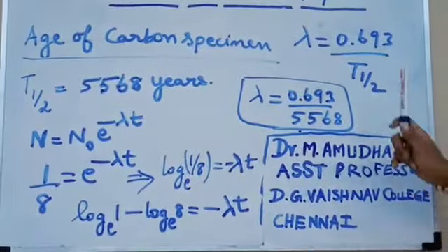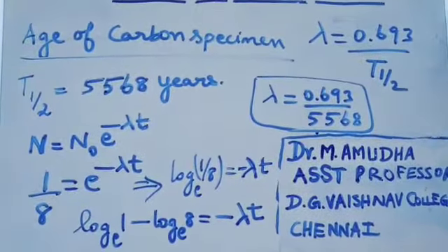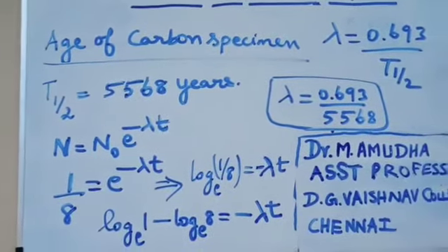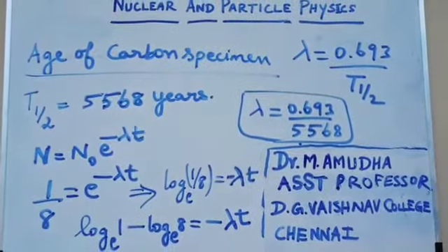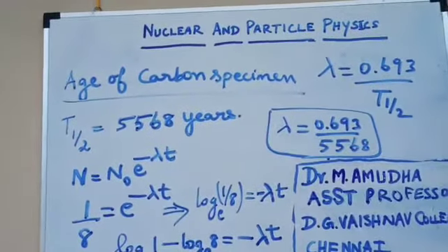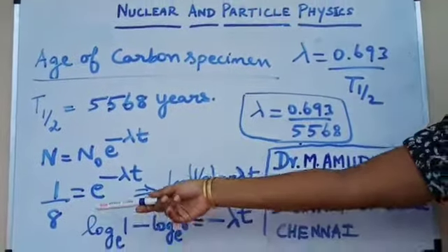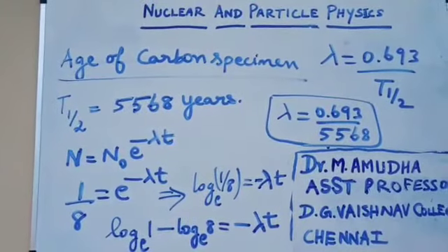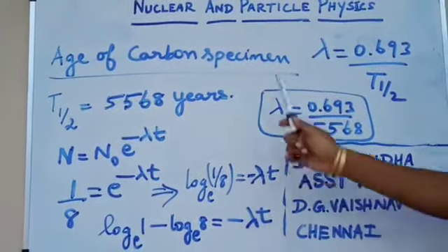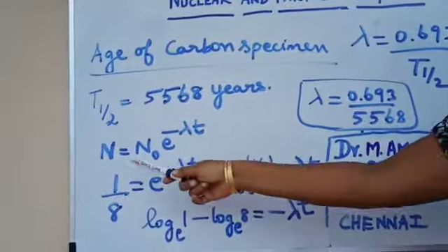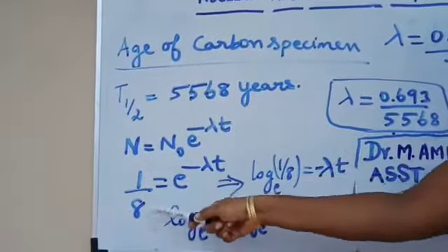Using radiocarbon dating, we can also determine the age of a carbon specimen. The half-life period of the C14 isotope is 5568 years, and in the problem itself it is given that 1/8 of the C14 isotope is present in this carbon specimen. So N by N0 is given as 1/8.